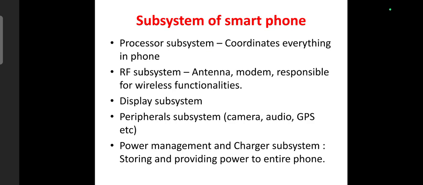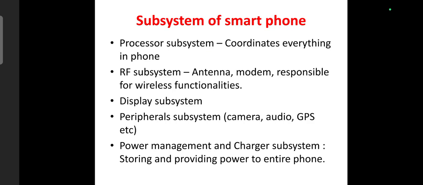A smartphone consists of several major subsystems. The processor subsystem coordinates all operations within the phone. The RF subsystem provides wireless communication capabilities through antennas and modem circuits. The display subsystem provides visual output. The peripheral subsystem includes cameras, audio devices, GPS systems, and other external interfaces. The power management subsystem is responsible for charging, battery management, and power distribution. These subsystems work together to create a complete mobile computing platform.